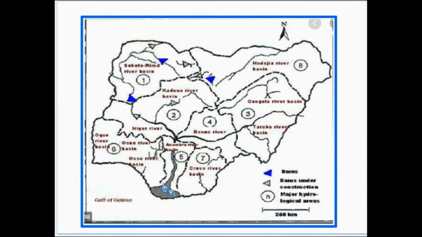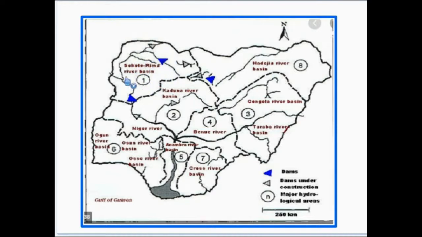So we are going to use the map of Nigeria to identify all the major rivers in Nigeria, as well as the lakes. Basically, you can see the map of Nigeria. There are areas that have been identified as river basins. A river basin is an area that rivers normally flow through. They are named here. You can see this one as Sokoto Rima River Basin. In other words, River Sokoto and River Rima join to form this basin here.